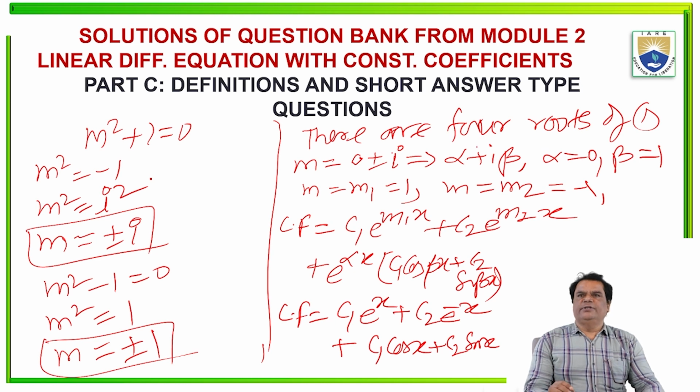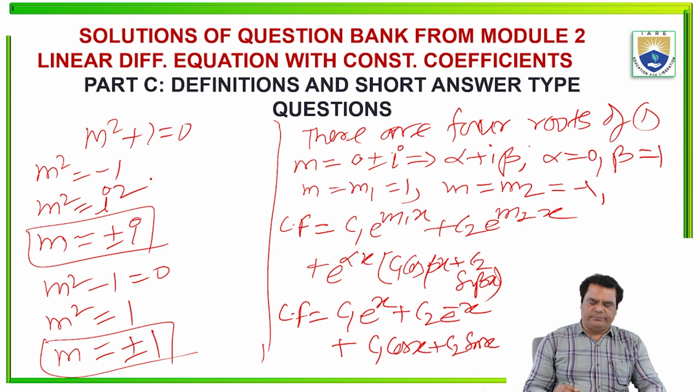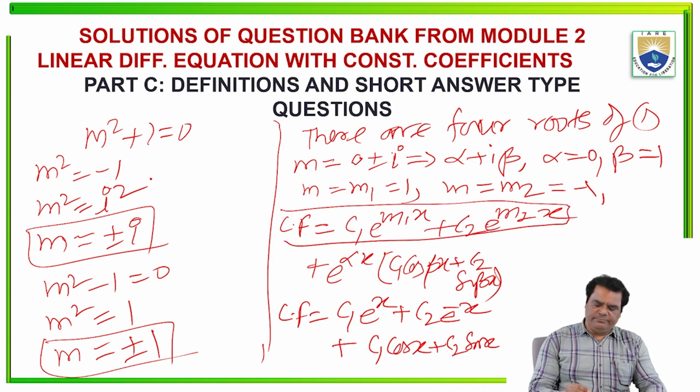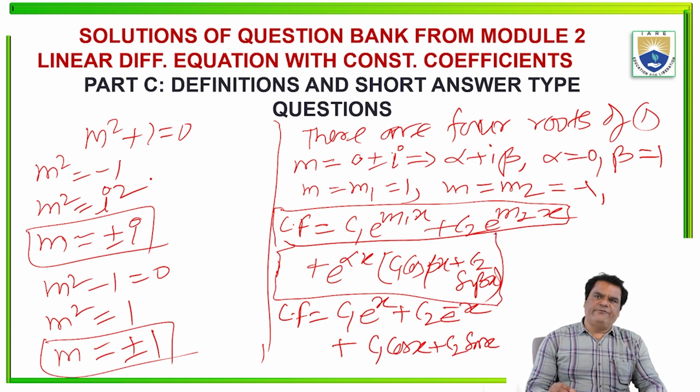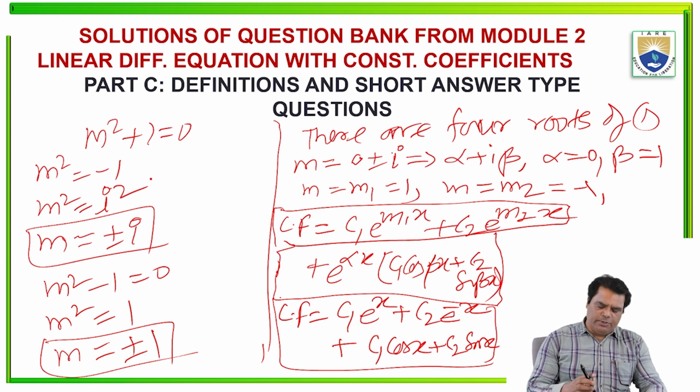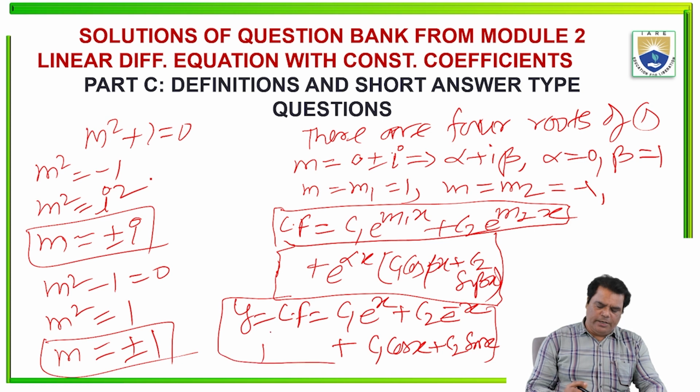All these roots are put in this formula. So we have written the formula; this is the formula. These are the different roots, minus 1 and plus 1, and these are the imaginary roots, plus minus i, so alpha is 0 and beta is 1. Putting them here, we get this result. So this is the complete CF and this is the solution of the question. This is y equal to. Okay?